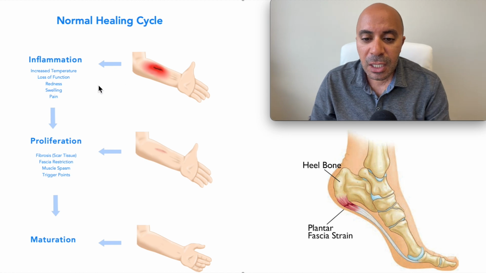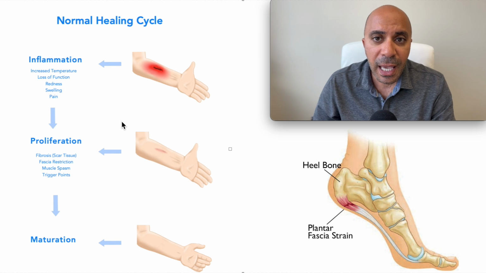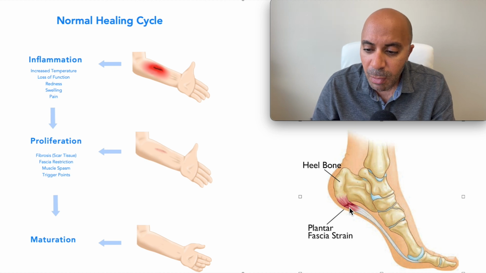So the first stage of healing is the inflammation stage, in which you start to have swelling, redness, the blood starts to rush to that area, and you experience pain. By definition, anything that ends with itis is inflammation. When you have plantar fasciitis, you probably have a micro tear in the plantar fascia, as you see here. That's a common location for it. And you see that redness, that's the inflammation.